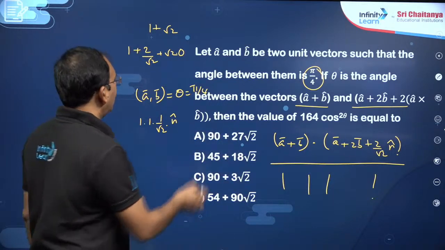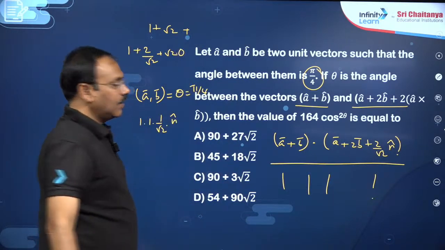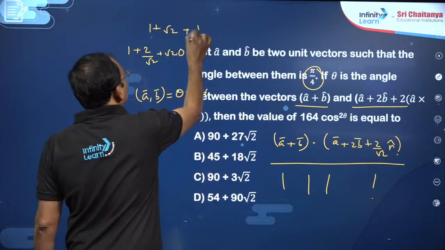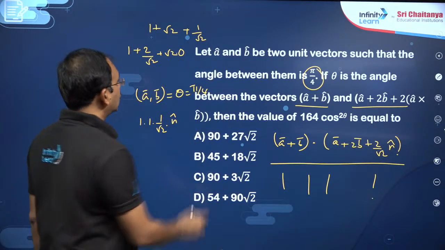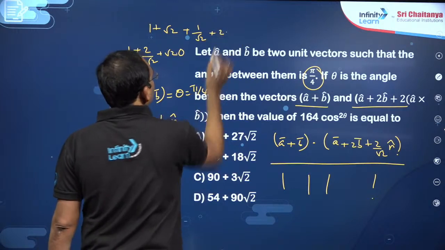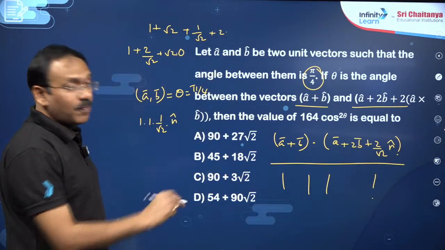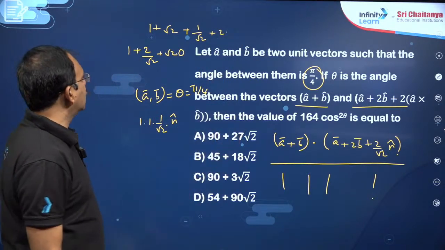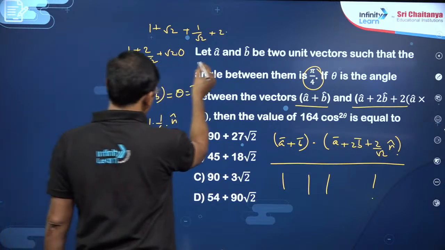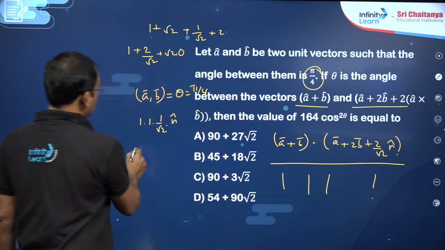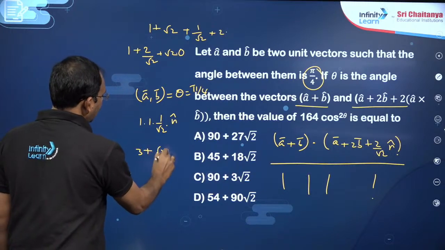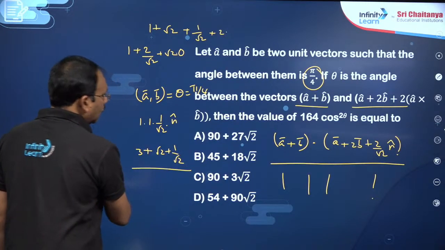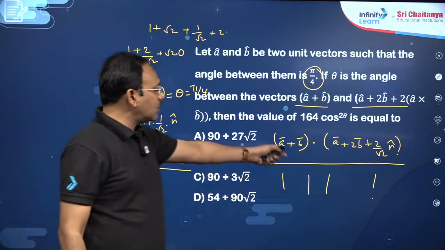B bar dot A bar will become 1 into 1 by root 2, right, plus B bar dot B bar, which is 2 into magnitude of B square, which is 1. Plus, B bar is perpendicular to n cap, so this becomes 0. So, the numerator will become, my dear friends, 3 plus root 2 plus 1 by root 2, divided by what? Its magnitude square.